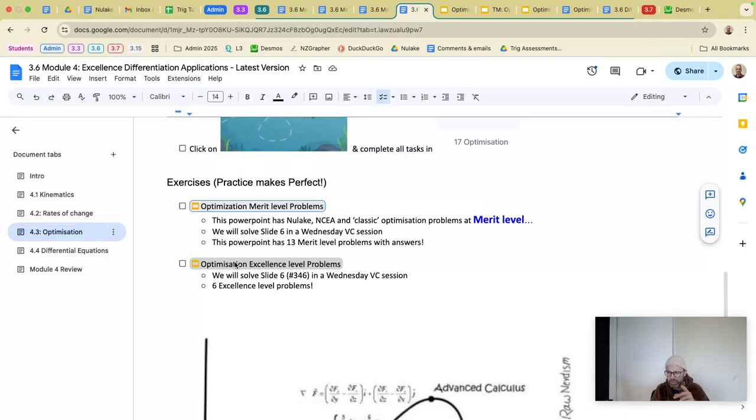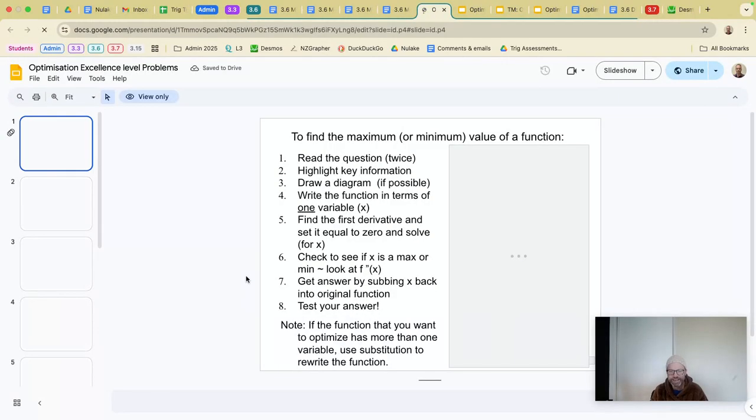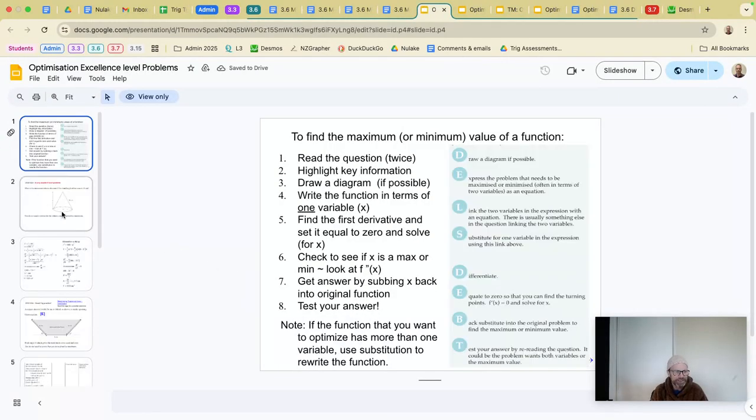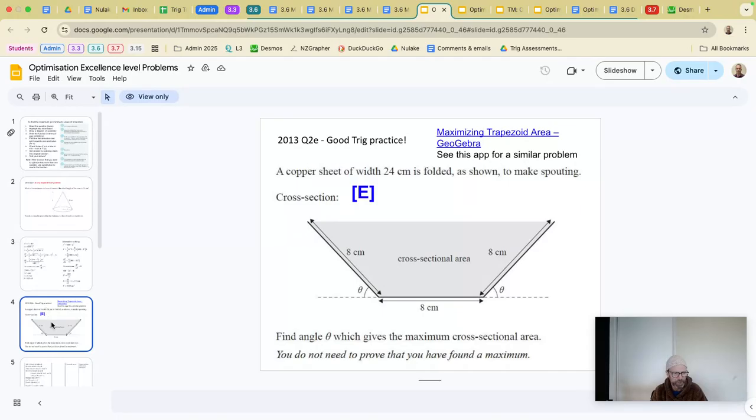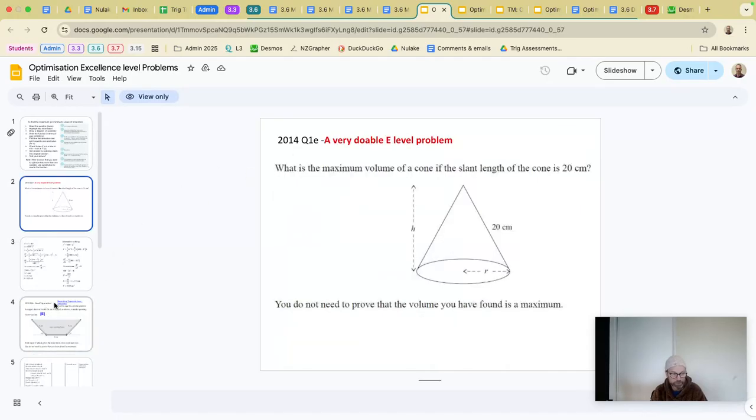If you're after the excellence overall, you are going to get an opportunity to get an excellence, most likely with an optimization problem question. Okay, so same process. What I've got here basically is NCA questions. That's the best standard. Just go for those. So 2014, I'm thinking that's quite doable.